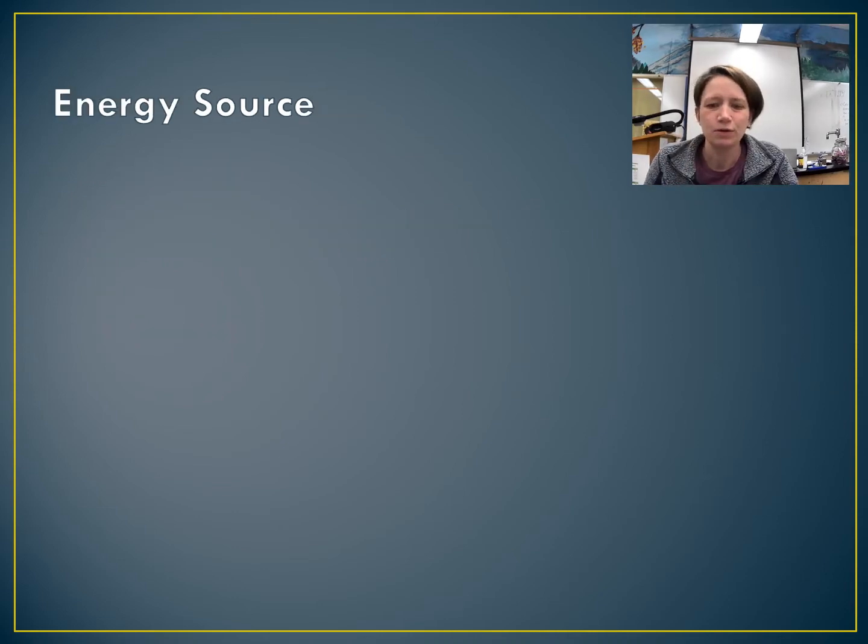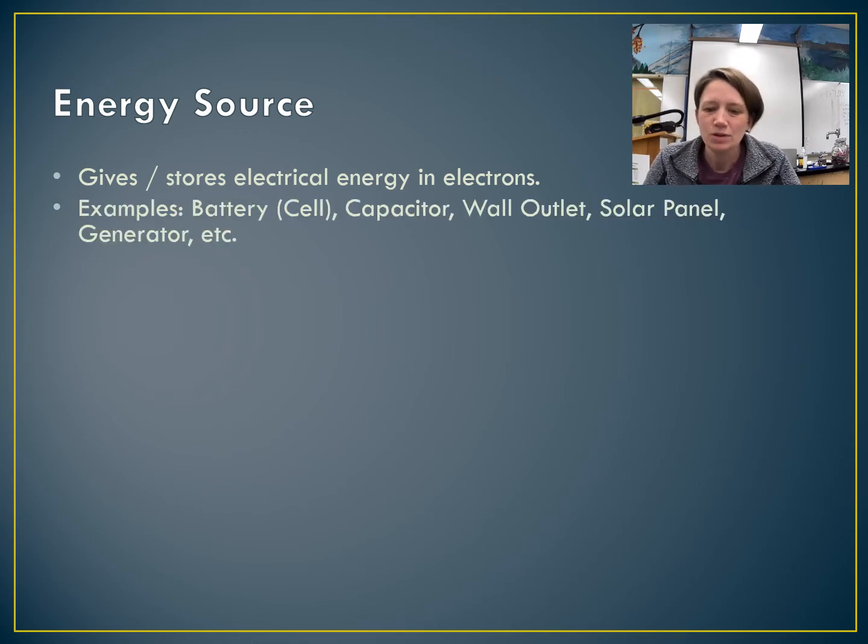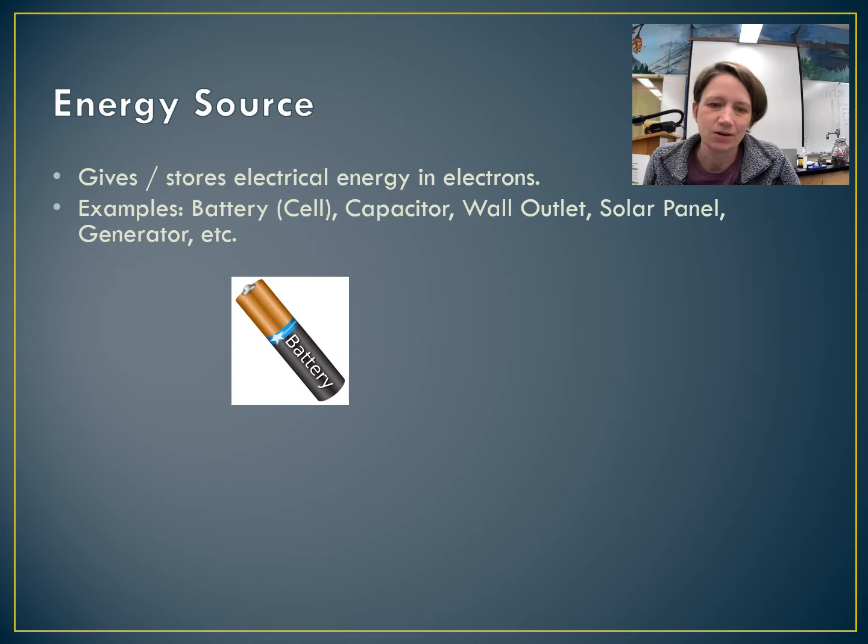So now I'm going to go through a few details about each of these components and show how to recognize them in drawings. The first is the energy source. This is, again, the object that is going to be giving or storing the electrical energy in the electrons for my circuit. Some examples of energy sources are batteries. That's probably the most common one we're going to be using, sometimes called a cell. Capacitors that we learned about in the last unit can be energy sources. Wall outlet, of course, solar panels, generators, etc.